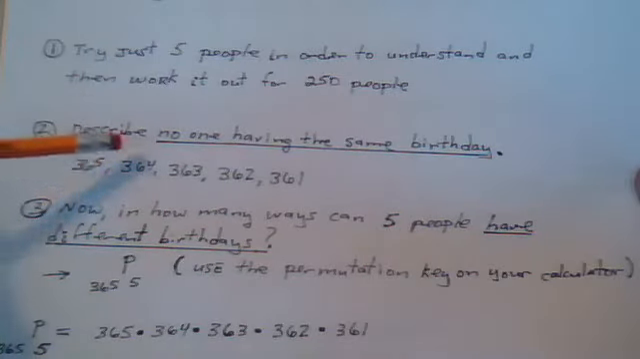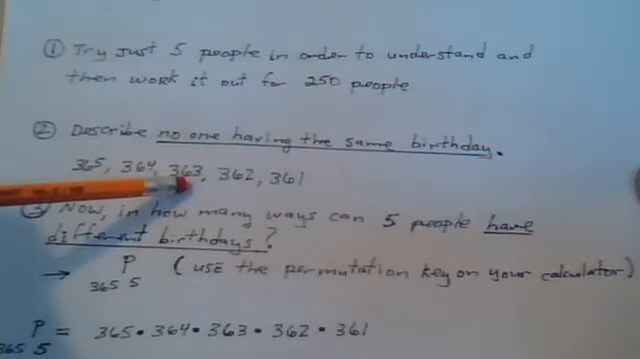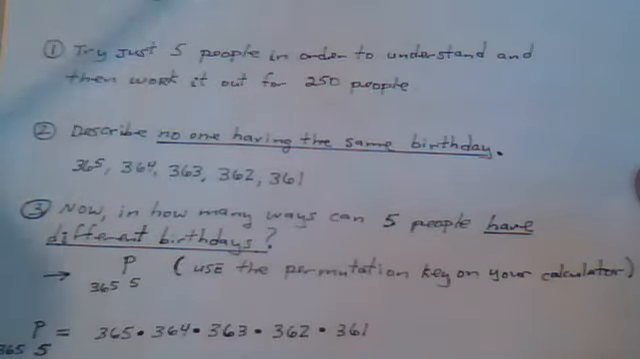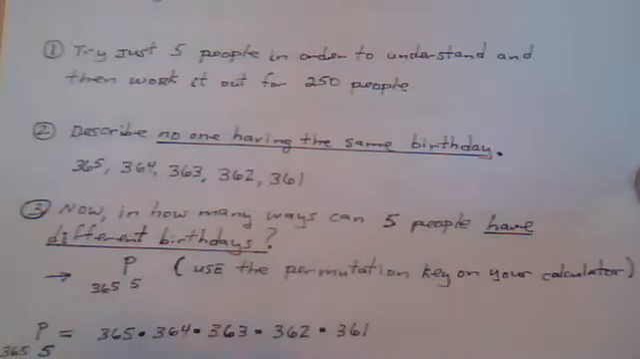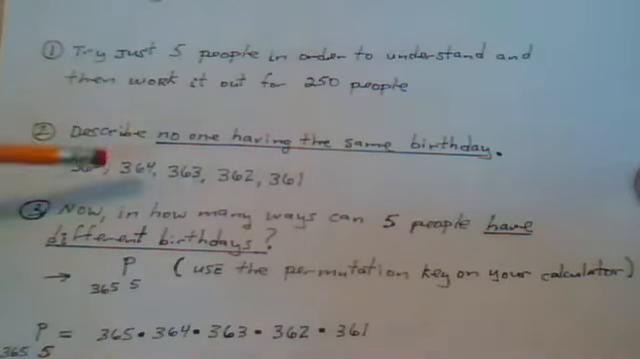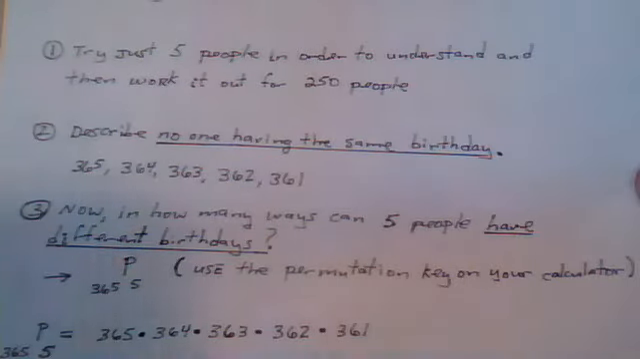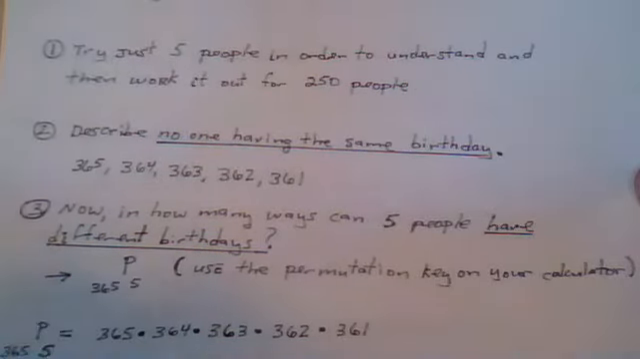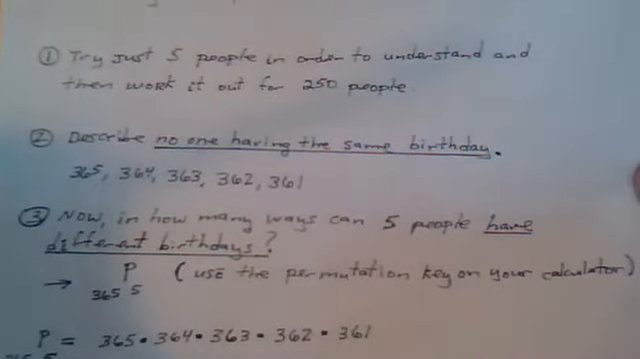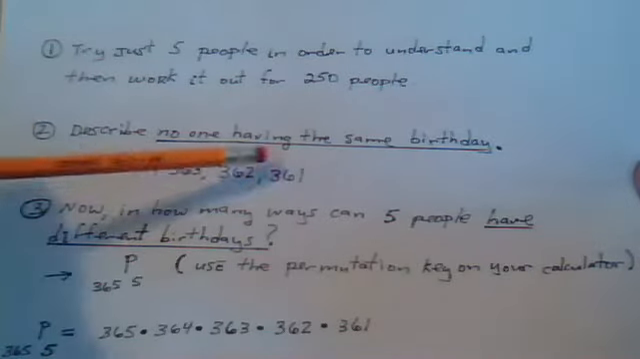But once these 2 pick their birthday, the next person cannot pick the birthday these picked. So the next person only has 363 days to choose the birthday, and down the line. The fourth one only has 362 days to choose from, and the fifth person only has 361 days to choose their birthday. So now, in how many ways can 5 people have different birthdays? So these 5 people have different birthdays.